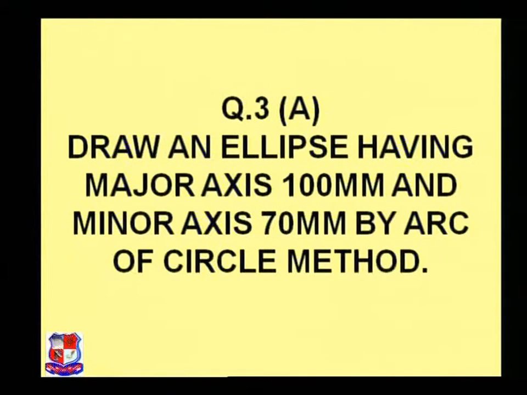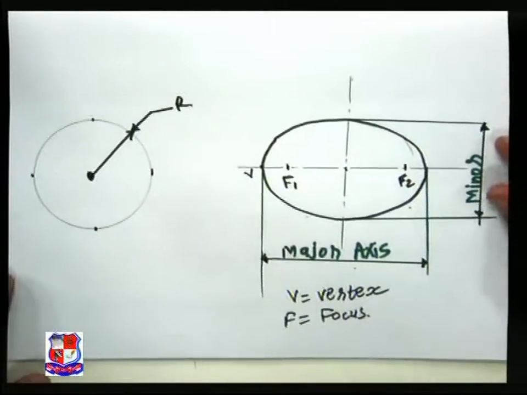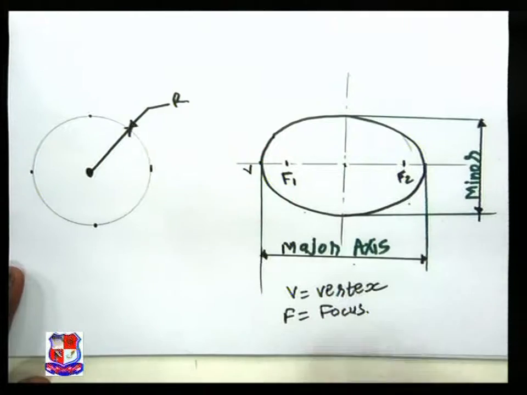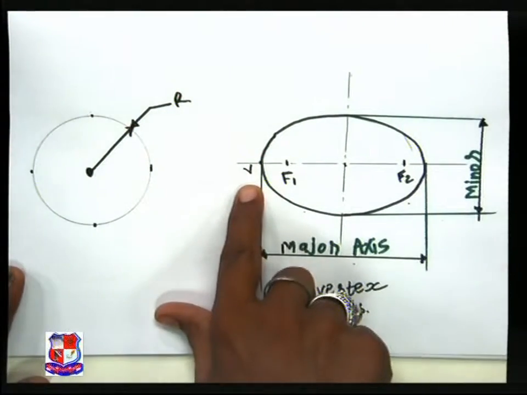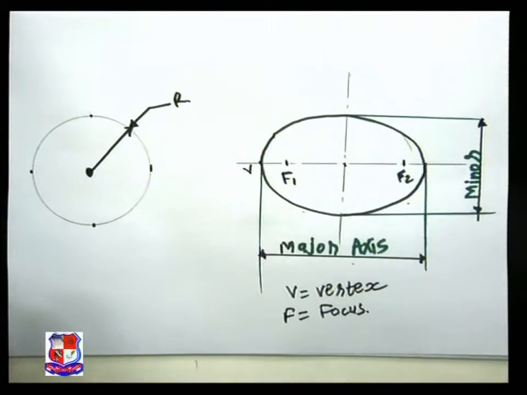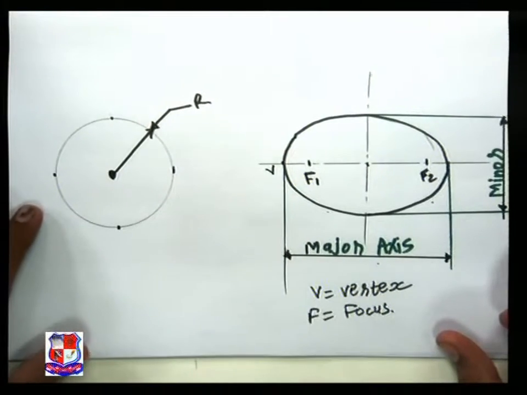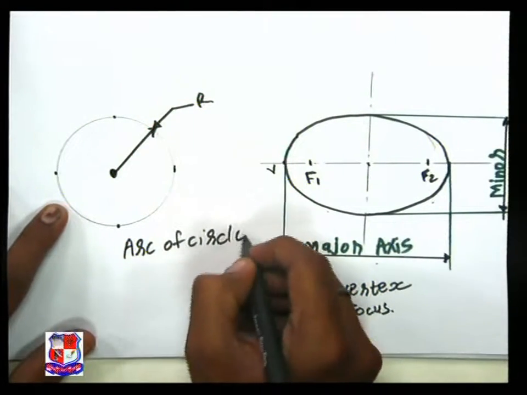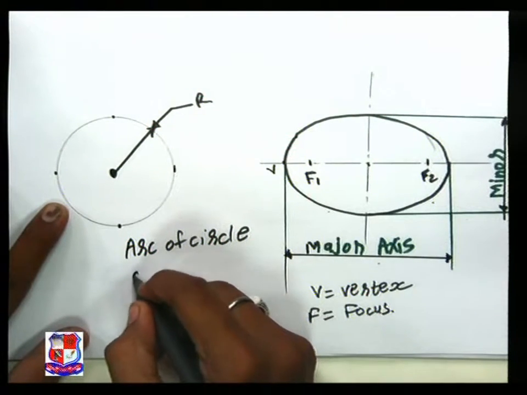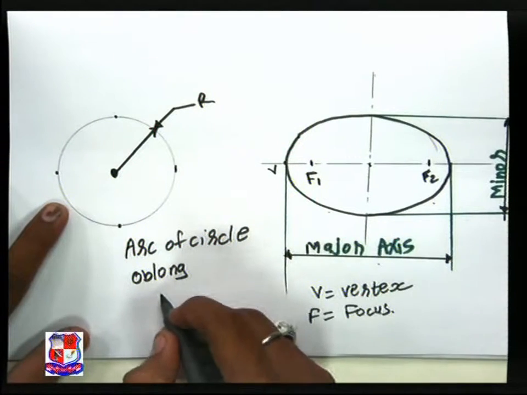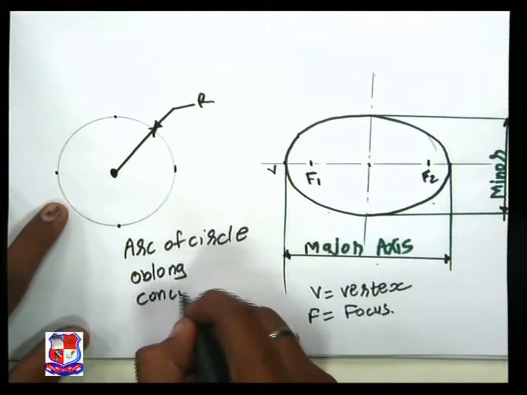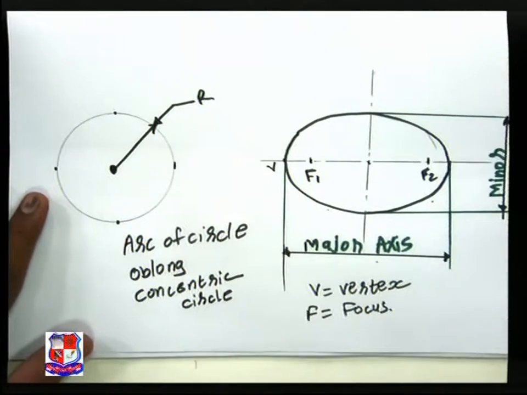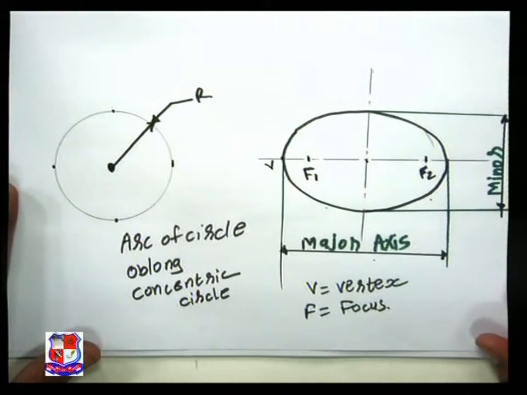Before this we need to have proper terminology of the ellipse. If we look at it, the ellipse consists of major axis and minor axis. It has two focus points. The outermost point is called the vertex point. Now there are several methods with use of which we can draw an ellipse, like arc of circle, oblong, and concentric circle. These are three major methods with use of which we can draw an ellipse.